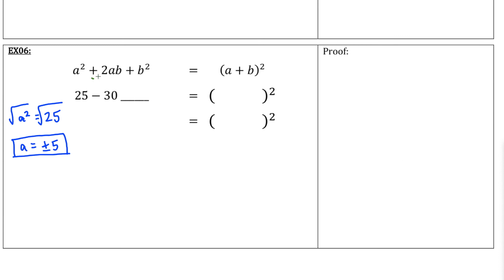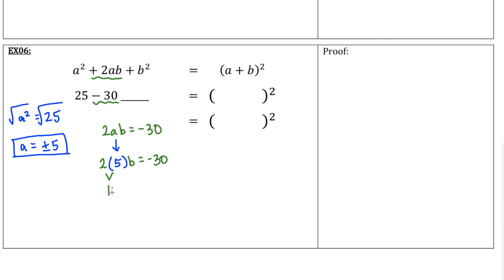Now I know that my 2ab is negative 30, and I know that the a that I want to use first is positive 5. So I just have to figure out what b is, because once I know what b is, I know what b squared is. That's the whole point: I have to figure out what b is, so I know what b squared is. So I use the 2ab to figure out what b is.